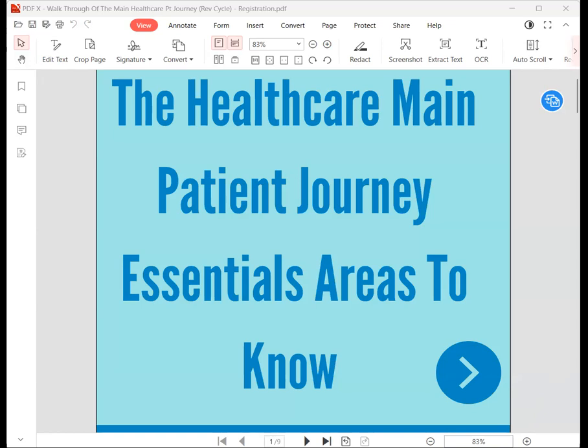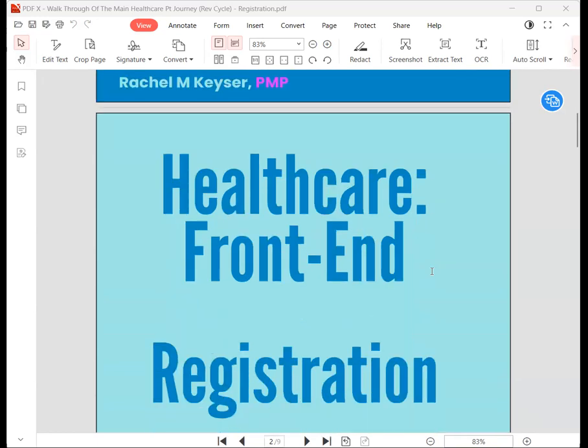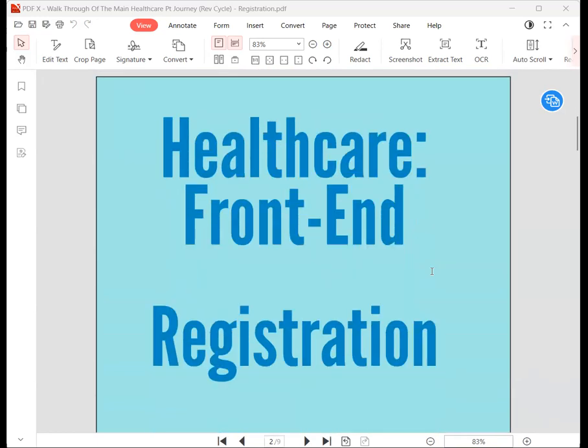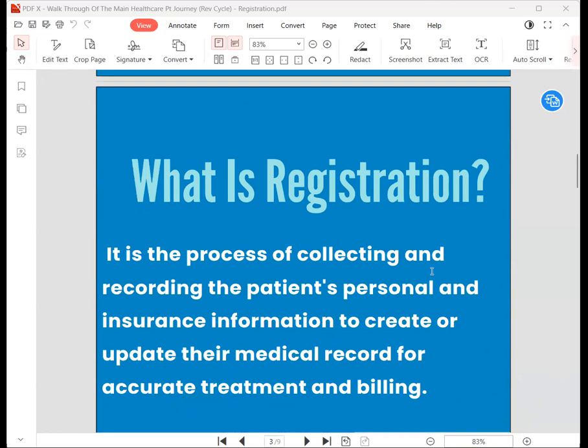So in this part two, we're going to talk about the next area for the front end access, which is the registration. It's called the patient registration. Essentially what happens during patient registration is the process of collecting and recording the patient's personal and insurance information in order to create or update the medical record for accurate treatment and billing.